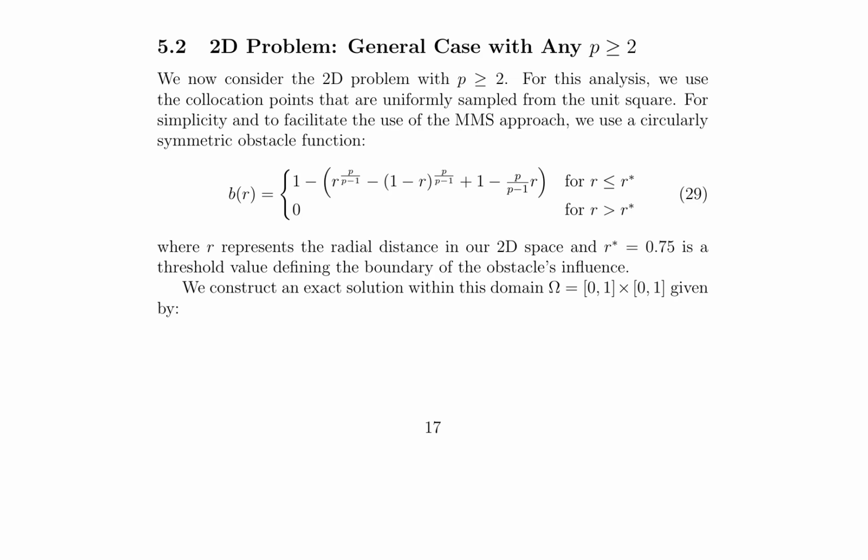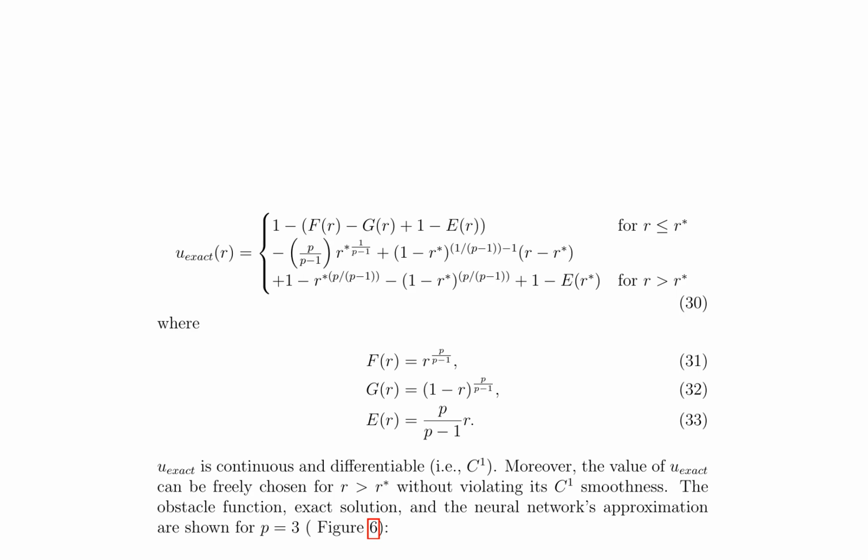The study then shifted focus to the 2D problem with p greater than or equal to 2, using uniformly sampled collocation points and a circularly symmetric obstacle function. An exact solution within the domain was constructed, showcasing the neural network's approximation capabilities. Figure 6 presents the obstacle function, exact solution, and the neural network's approximation for p equals 3.